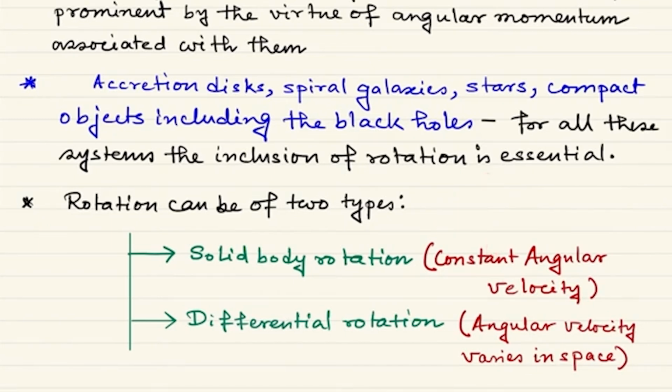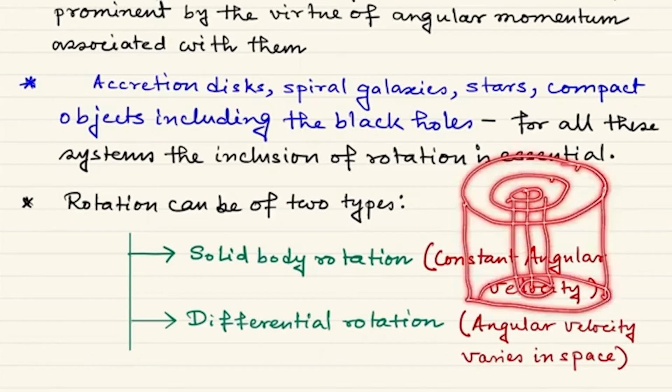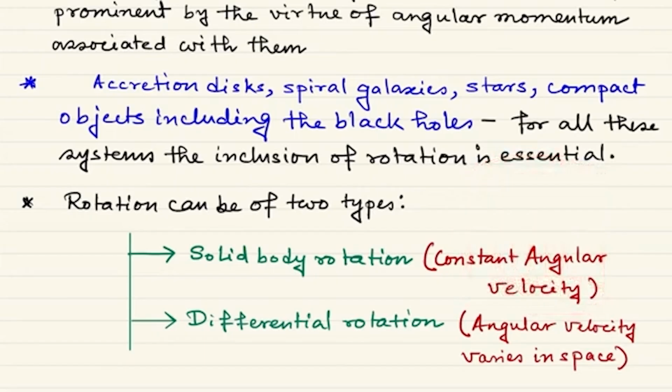For a solid body rotation, if you assume concentric shells, or concentric cylindrical shells, then they have a linear velocity gradient, but they don't have any angular velocity gradient. On the other hand, for differential rotation, both the angular velocity and linear velocity vary in space, so we have a linear velocity gradient as well as an angular velocity gradient.